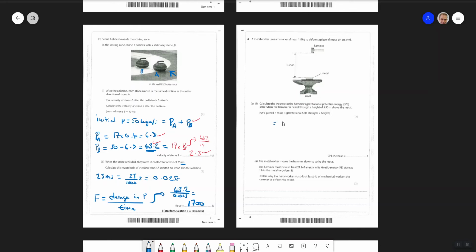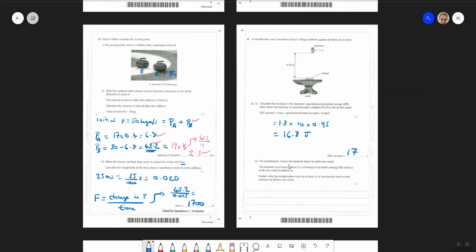So that is we've got a mass. So we've got 1.8 times 10 times the height of 0.95. And we get about 17 or 16.8 joules, so it's about 17 joules.